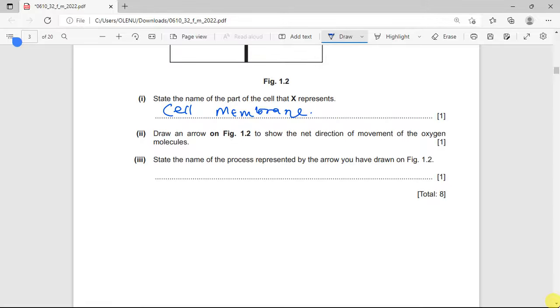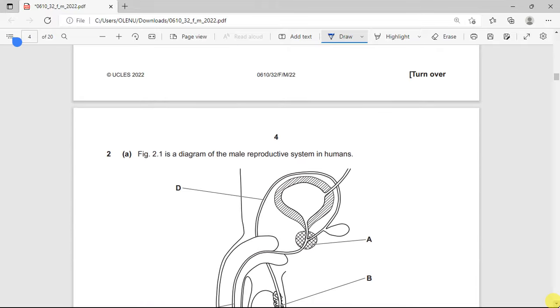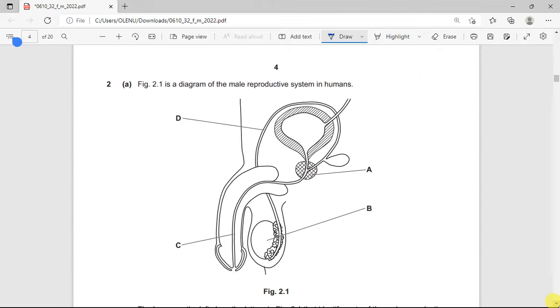Now state the name of the process represented by the arrow you have drawn on figure 1.2. It's simple, that's diffusion. If it were water molecules, then it would be osmosis, and if it's movement of ions, most times you can bring in active transport there.